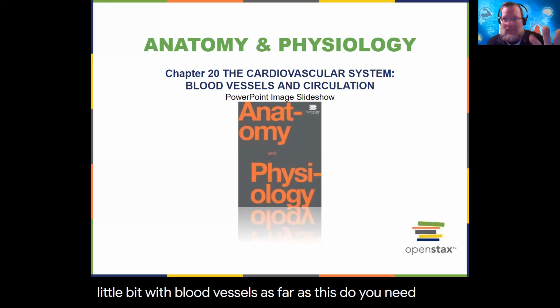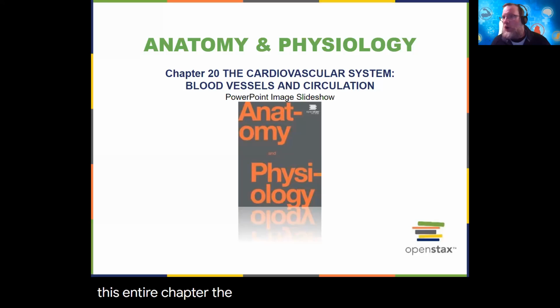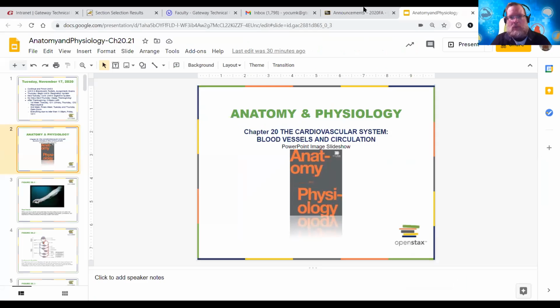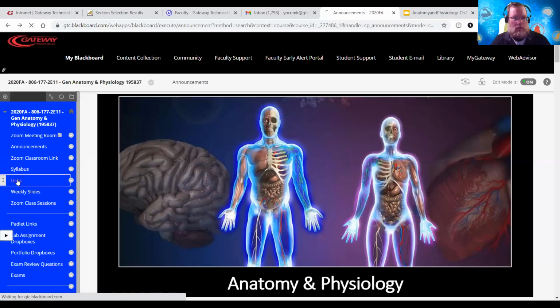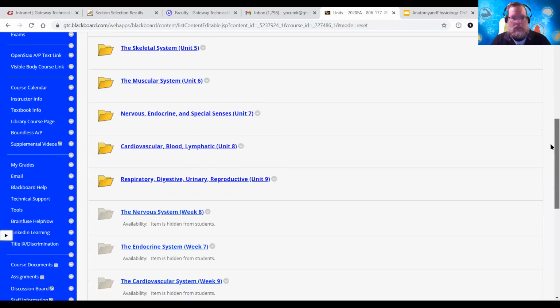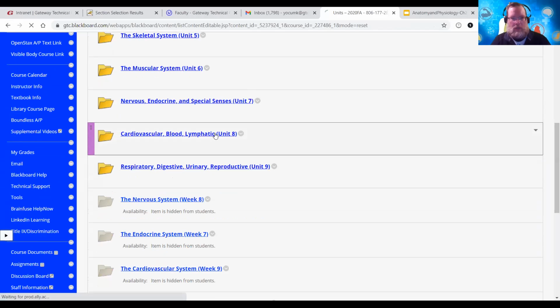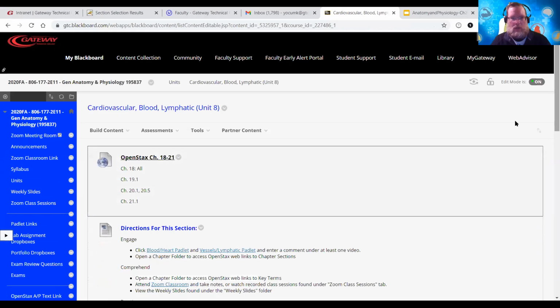Do you need to read this entire chapter? The answer is no. When you go back into Blackboard, well, in fact, I'll do it right now. I'll pull up Blackboard units. If you go into Unit 8 in Blackboard, it's easier to show you than to talk about it. There we go. So I put under the heading, in essence, what you're going to want to focus on.